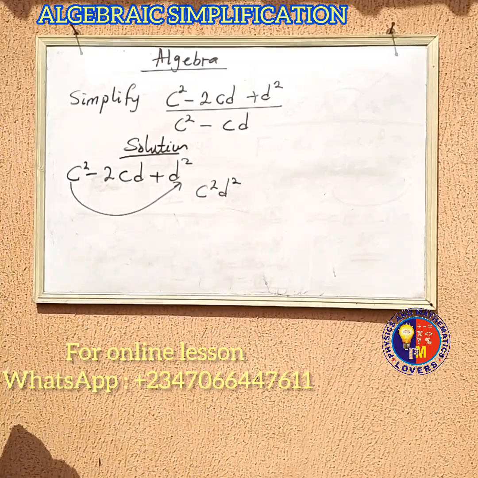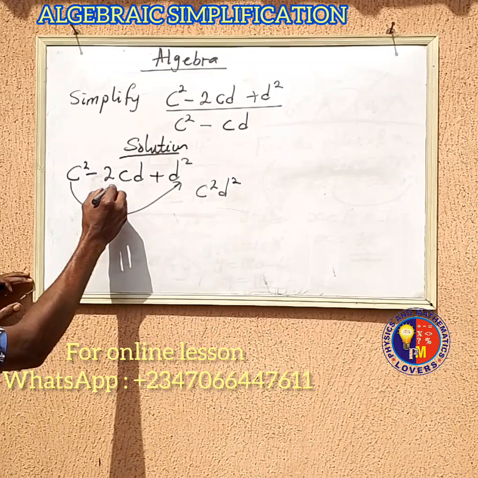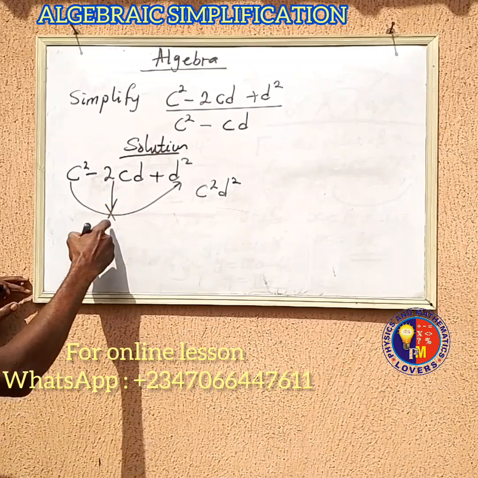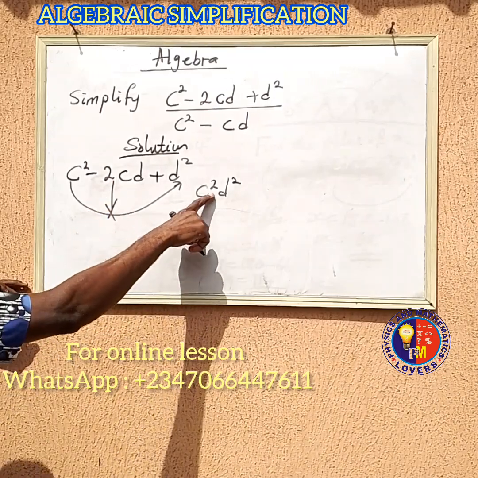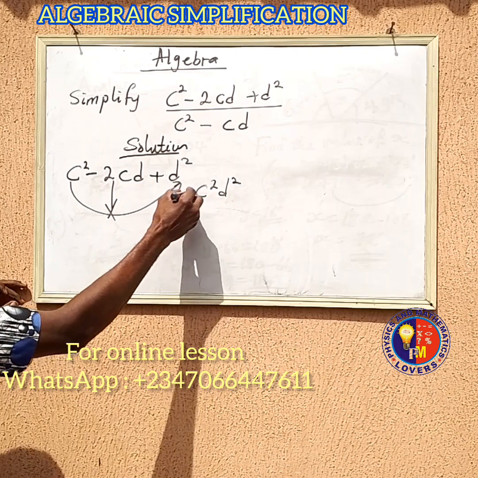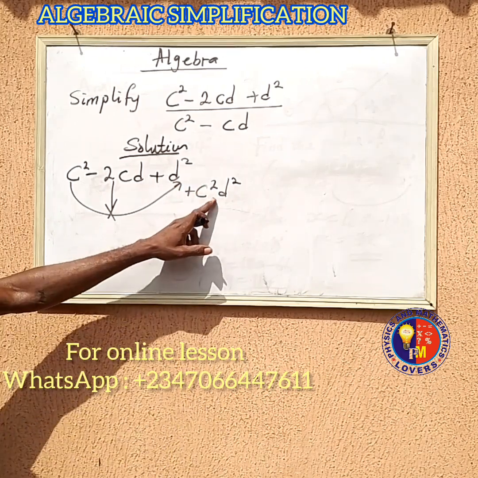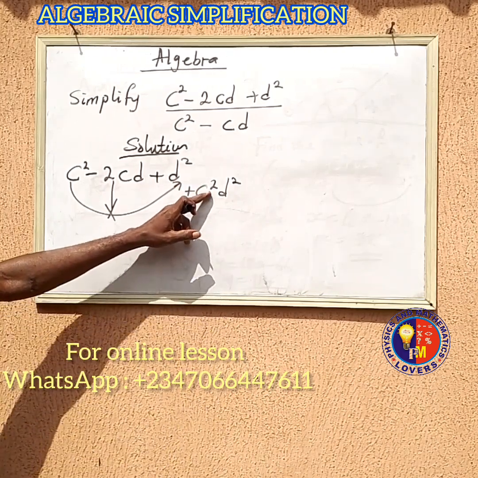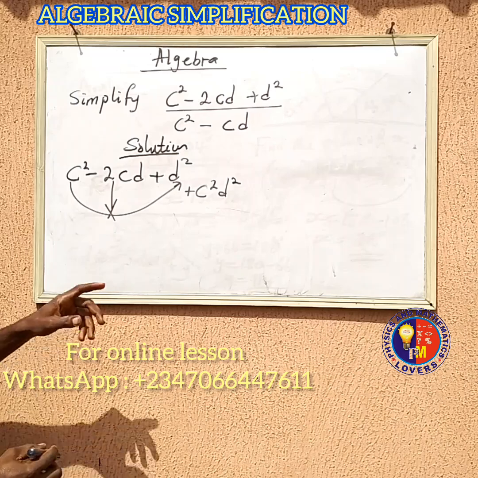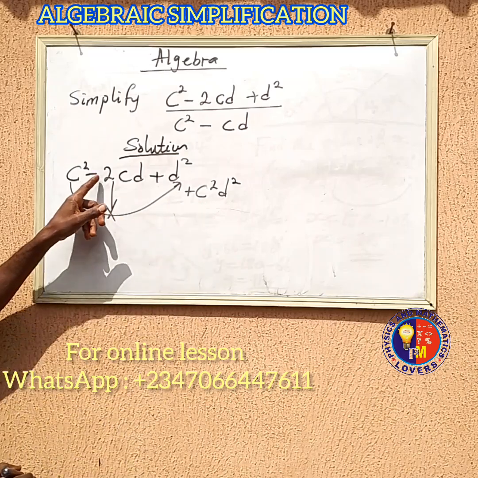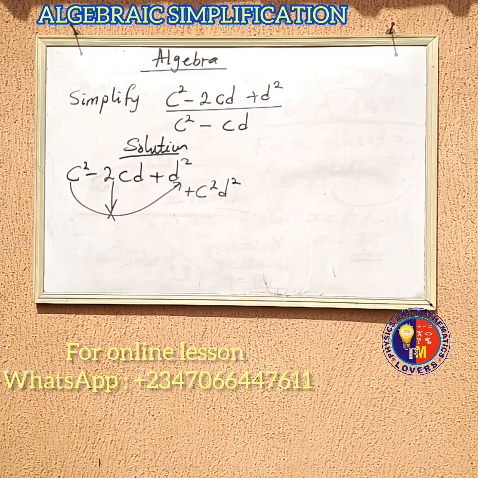Good. The next thing is to look for the sum. This one is called the sum. We are going to look for two factors that will multiply to give us a positive product. This is the product, which is c squared d squared. Then when you add up the two factors, it is going to give you negative 2.